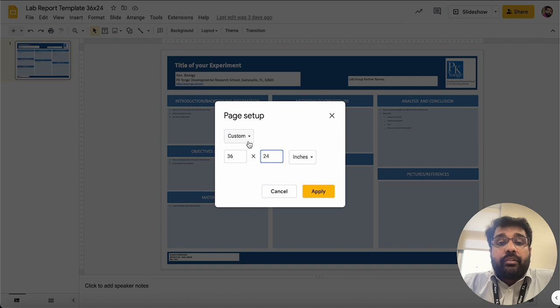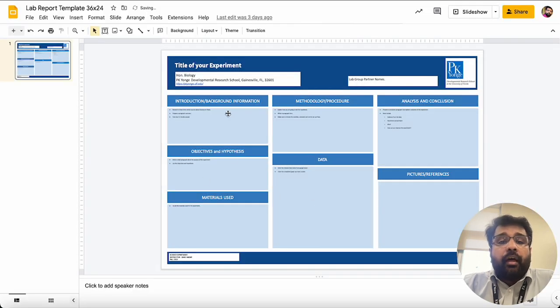And if it is not, sometimes it may change back to the default standard for 4:3, and make sure that you change it to 36 by 24 in custom format and hit apply, and you will see it like this. Now, when you look at this, you have a couple of areas here.